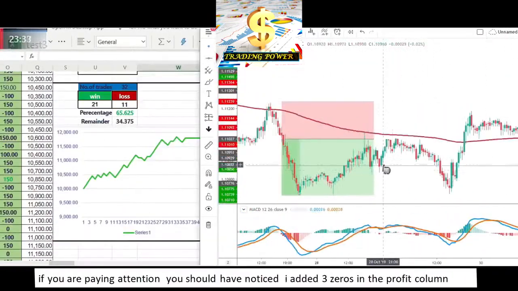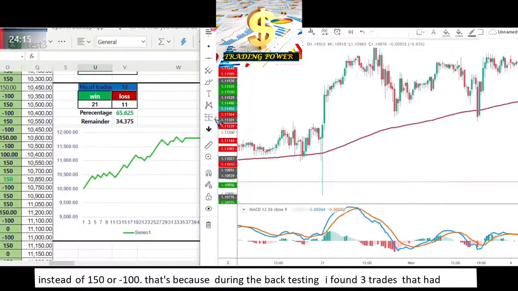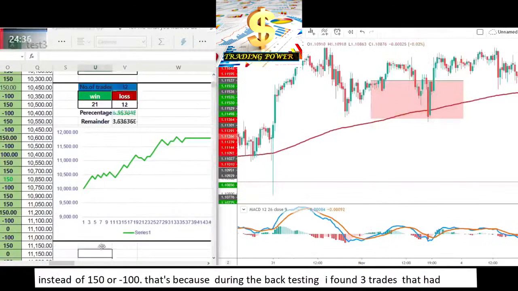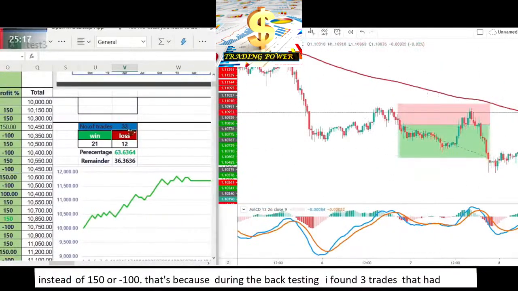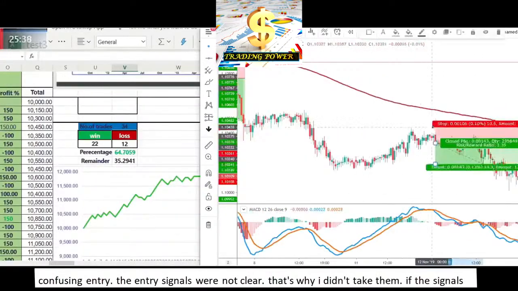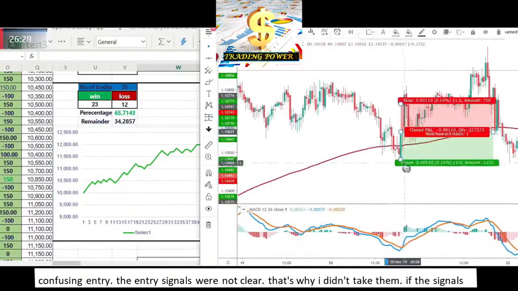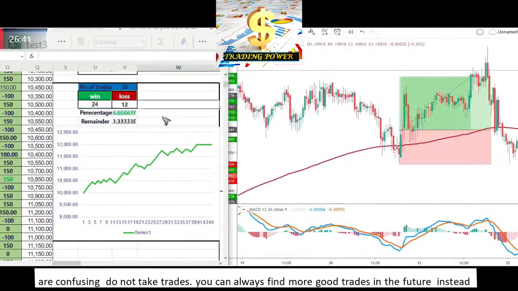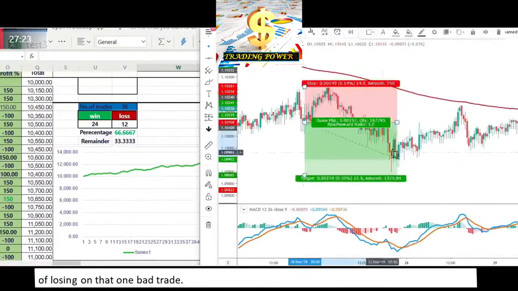If you are paying attention, you should have noticed, I added 3 zeros in the profit column, instead of 150 or minus 100. That's because, during the backtesting, I found 3 trades that had confusing entry. The entry signals were not clear. That's why I didn't take them. If the signals are confusing, do not take trades. You can always find more good trades in the future, instead of losing on that one bad trade.